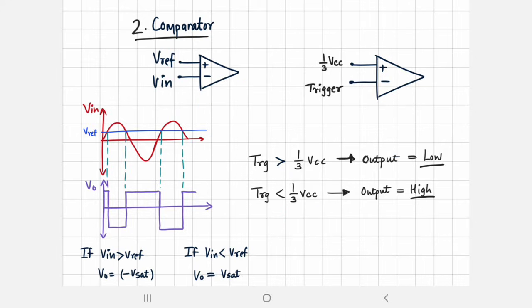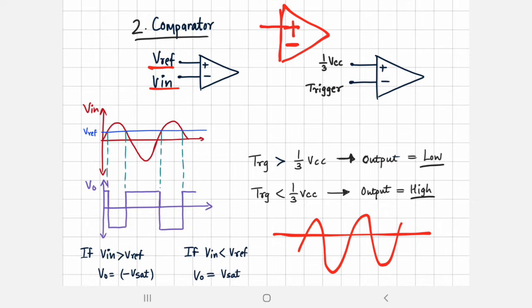Now there are 2 types of comparator, inverting and non-inverting. Your comparator will always have 2 inputs, V reference and V in. V reference means something constant with which you will be comparing your input. So your input will be something like this and you will be comparing it with some constant reference value. In a non-inverting comparator, you give your input to the non-inverting terminal, and in an inverting comparator, you give your input to the inverting terminal.